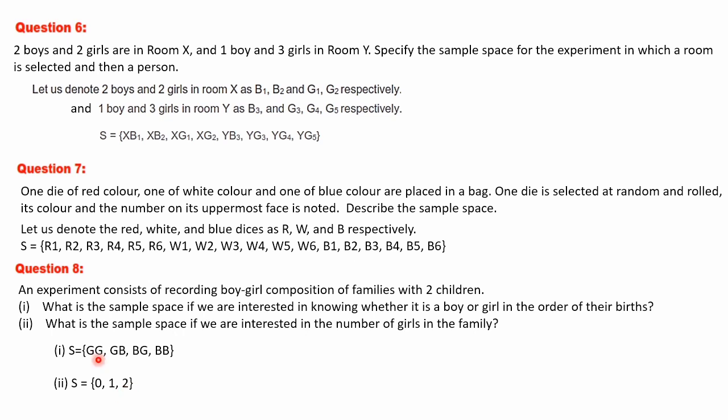From here also we can write, here you can see there are two girls. And in these two there is only one girl, and here no girl. So 0, 1, 2 are the possible outcomes if we are considering the number of girls in the family. Next we shall discuss question number 9.